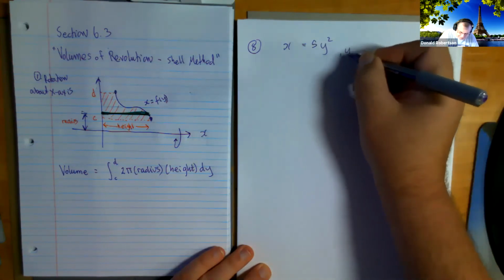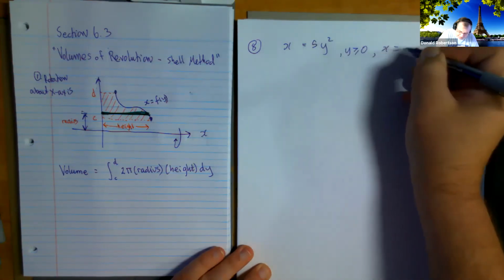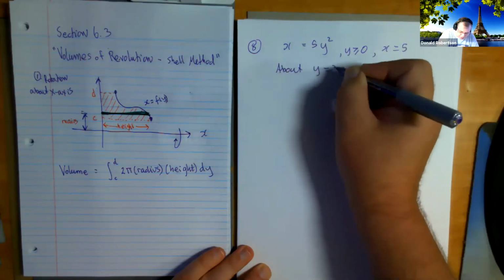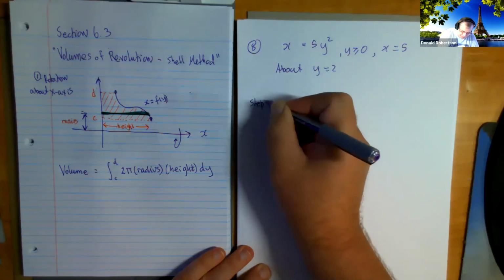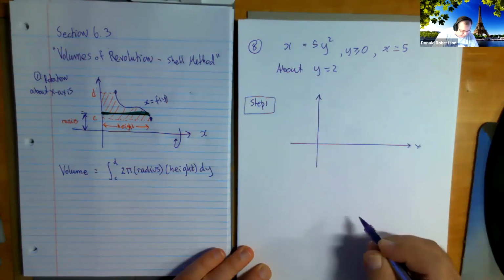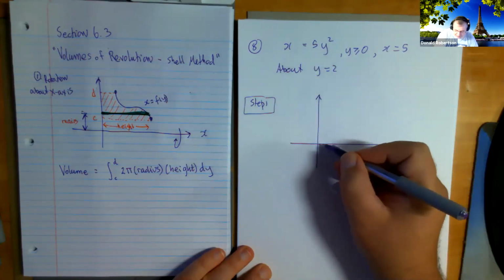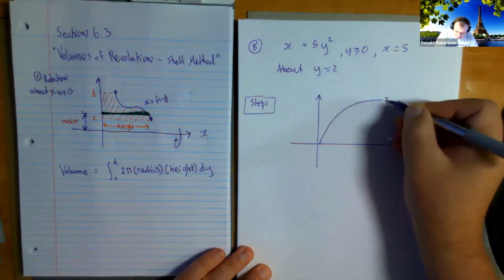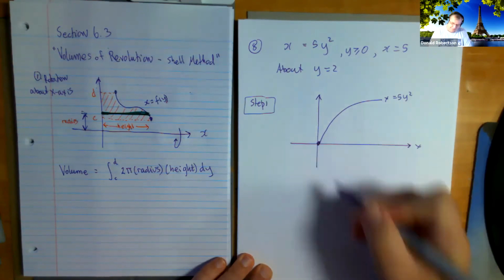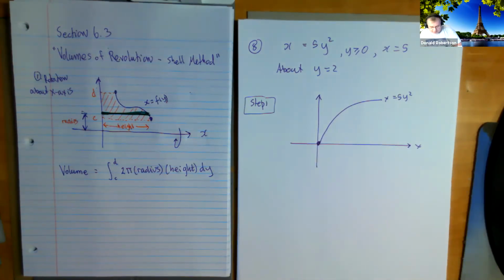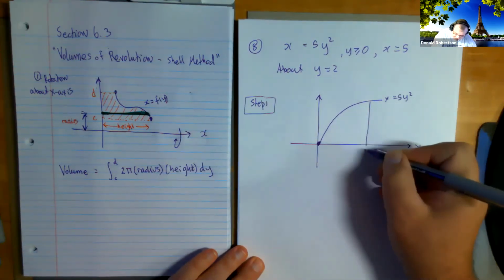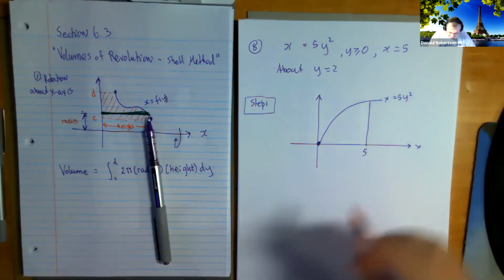That guy, this fella, and it's going to be rotated about the line y equals 2. So 5y squared, what does that look like? It looks something like that. Oops, that's the origin, right? Y greater than or equal to 0 means everything above here. X equals 5 is about here. This is the region.